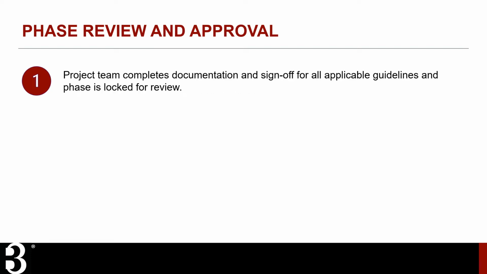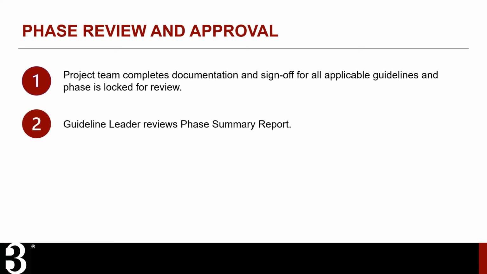Phase review begins automatically once all of the guidelines in a phase have been completed and signed off on. When this happens, the phase is locked and cannot be edited. The project's guideline leader provides the first round of review to confirm that, to the best of their knowledge, the information submitted is complete and accurate.